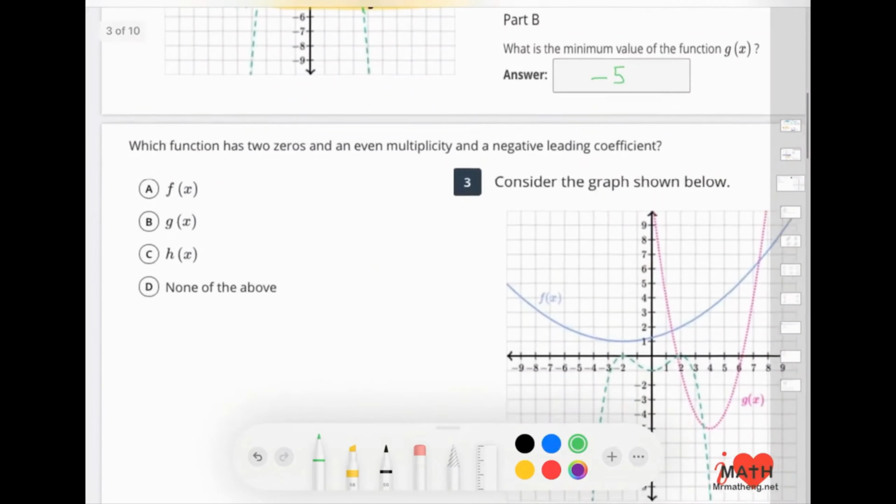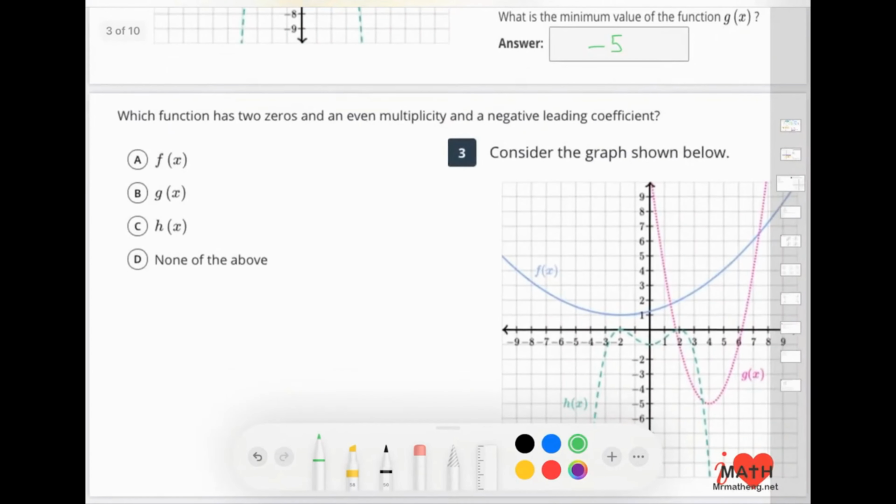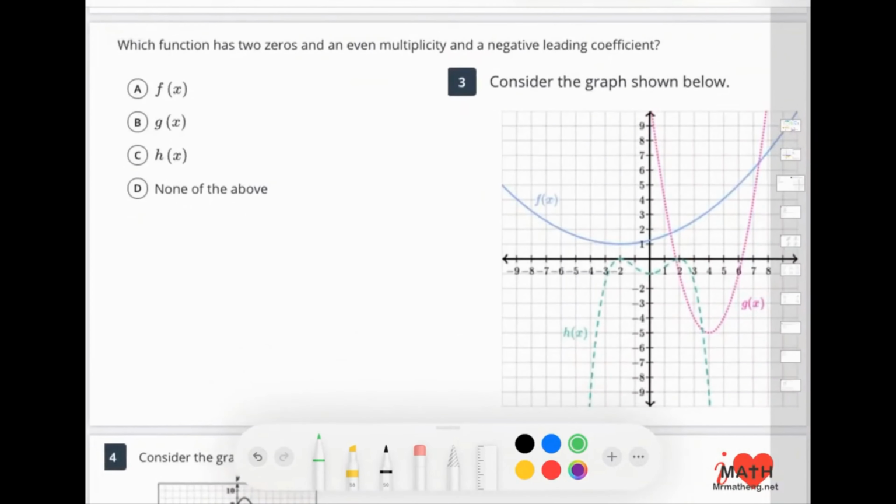All right, let's move on to question number 3. Which function has 2 zeros? So actually the same graph as the previous problem. Which one has 2 zeros and an even multiplicity and a leading coefficient?